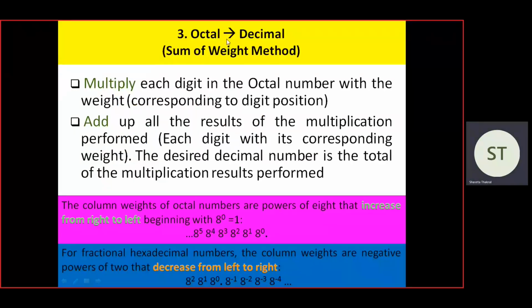And third is the octal to decimal conversion. Here again we use the sum of weight method, but as it is octal, the weights are in the order 8 raised to power 0, 8 raised to power 1, 8 raised to power 2 and so on. They are in increasing order as we traverse from right to left. And for fractional octal numbers, they are in the order 8 raised to power minus 1, minus 2, minus 3 and so on. So they are in decreasing order as we traverse from left to right.